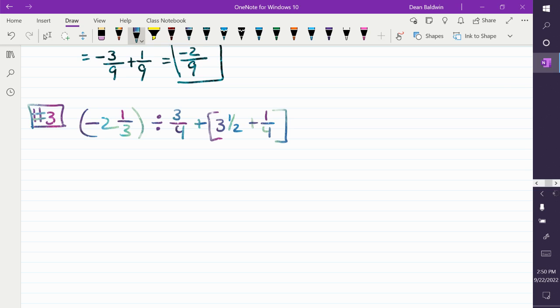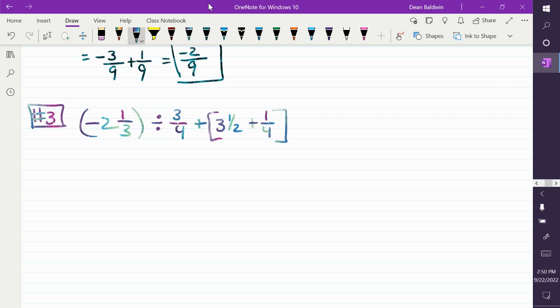Negative 2 1/3 divided by 3/4 plus 3/2 plus 1/4. I have faith that we can do this. Easy. All right. Okay. So, when you get this question, has everybody got a copy down? Okay, when you get this question, after you freak out, what do you do?